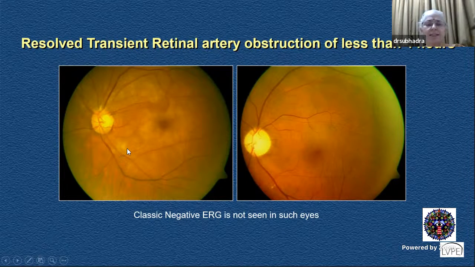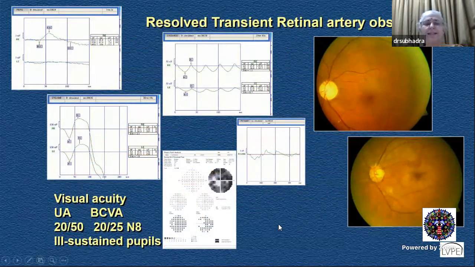But if it was transient, you will just see little clouding during the acute phase. And immediately after that, in a few weeks and months, and even hours, the whole clouding will go away because the embolus has passed away, and you will be left with a disc pallor, which you might confuse with an optic nerve disorder.